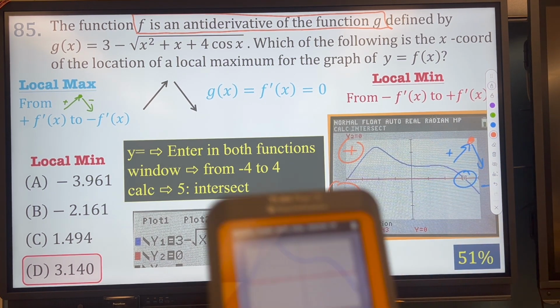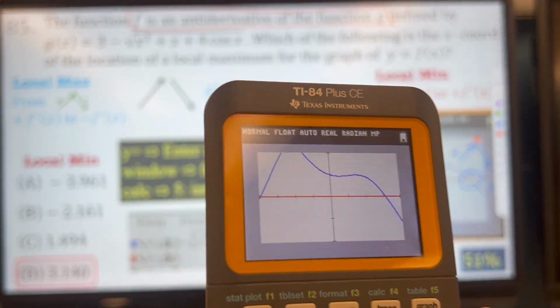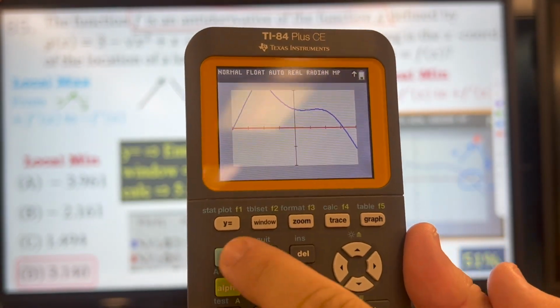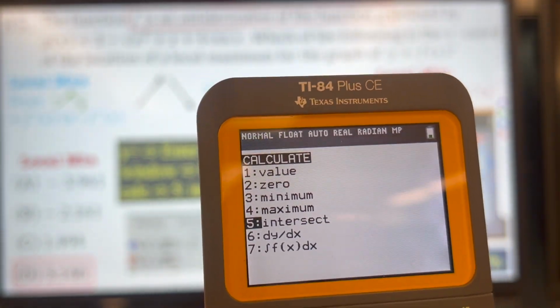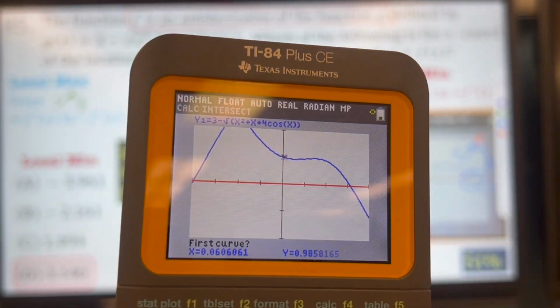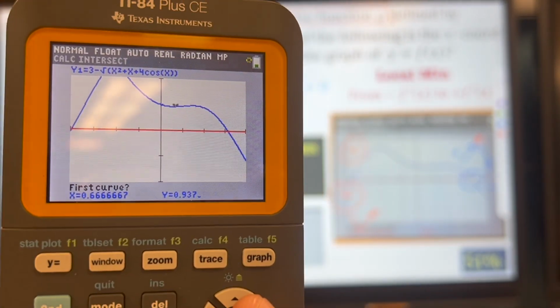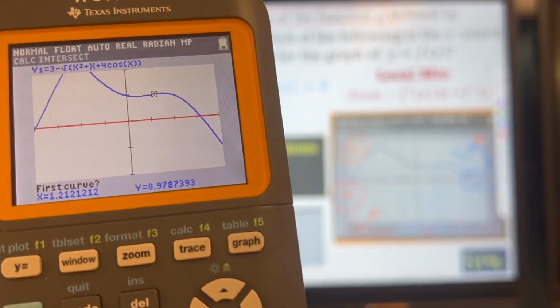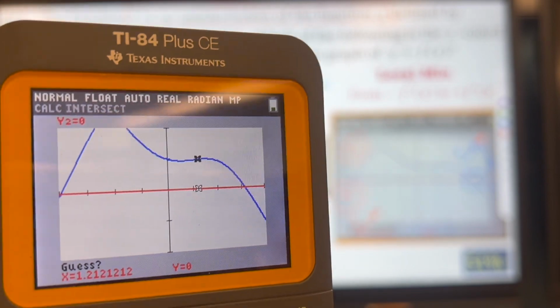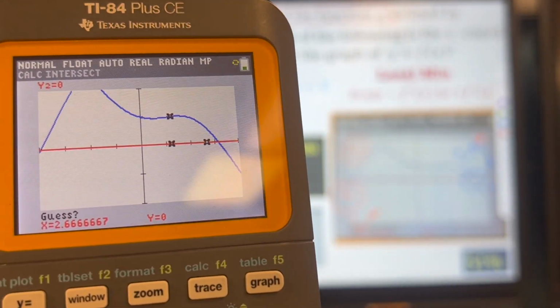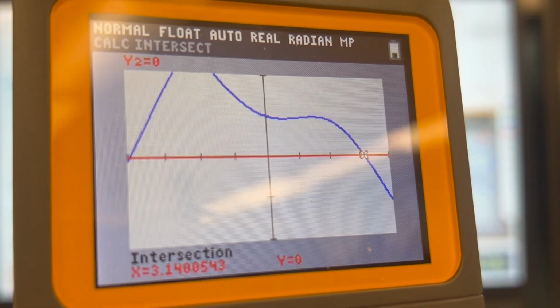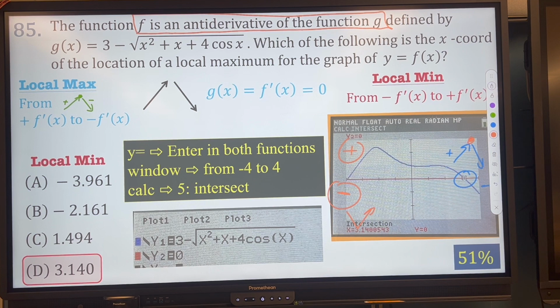And once again, to find that intersection, you just hit second, calc, you go down to 5. Now to make sure you're by the right one, press the right button to get closer to that intersection over there. Hit enter, enter, and then just try to get close to the intersection we want. And then hit enter again, and then we're there. All right, 3.14. Not too terrible.